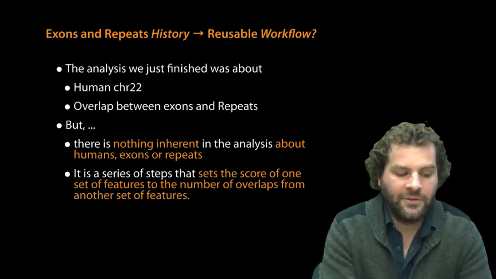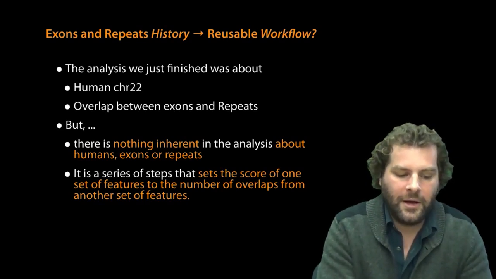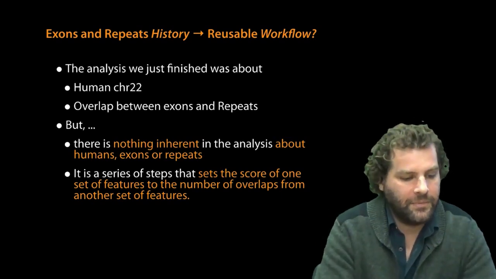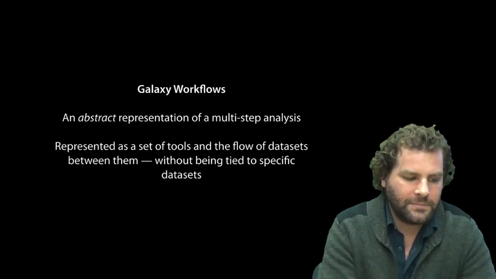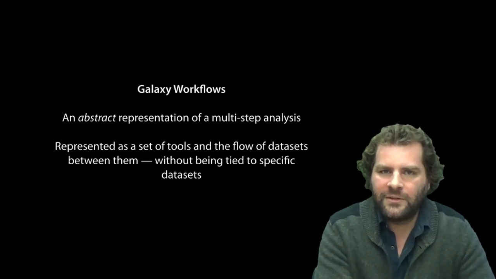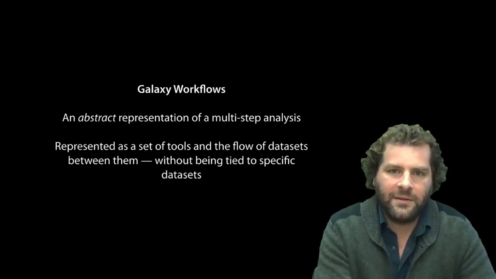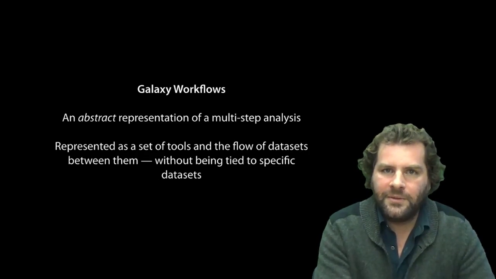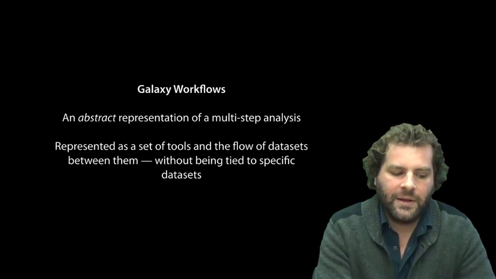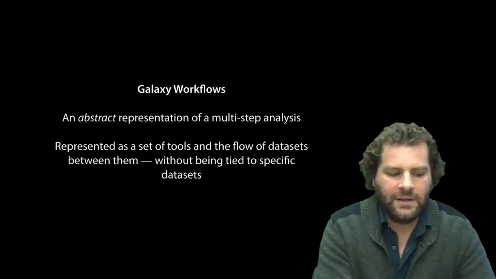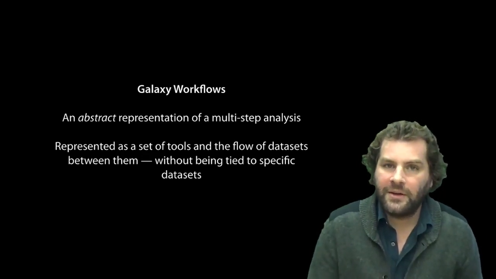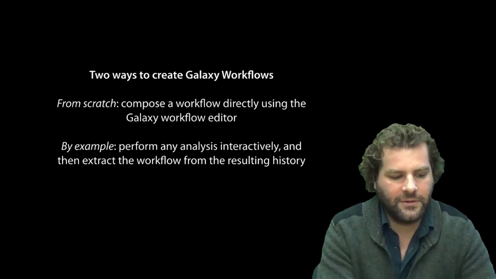It's just a series of steps for overlapping one set of elements with another and then setting a score. And so Galaxy workflows provide a way to take this sort of abstract analysis and represent it so that it can then be run on other data sets. It's an abstract representation of a multi-step analysis. And the way these are represented in Galaxy is as a set of tools and the flow of data sets between them without actually being tied to any particular data sets.